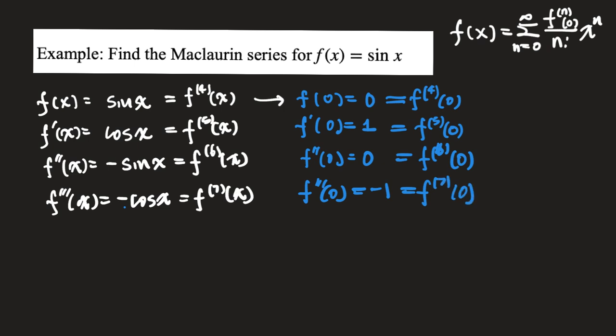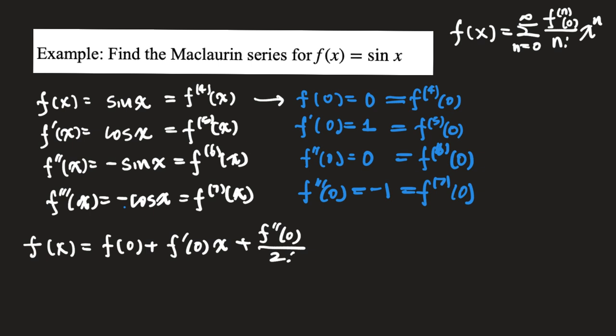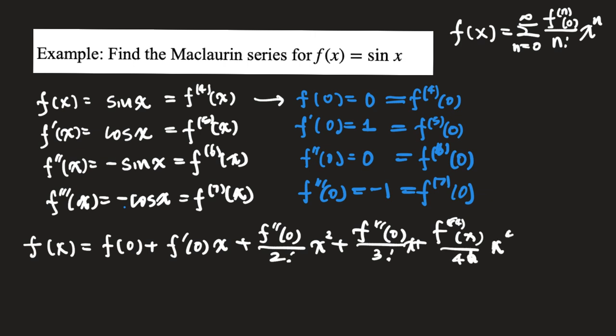Okay, now let's find f of x. F of 0, f prime 0 times x, the second derivative at 0 over 2 factorial x squared, the third derivative at 0 over 3 factorial x cubed, the fourth derivative at 0 over 4 factorial x to the fourth. Let's plug in one by one, guys.